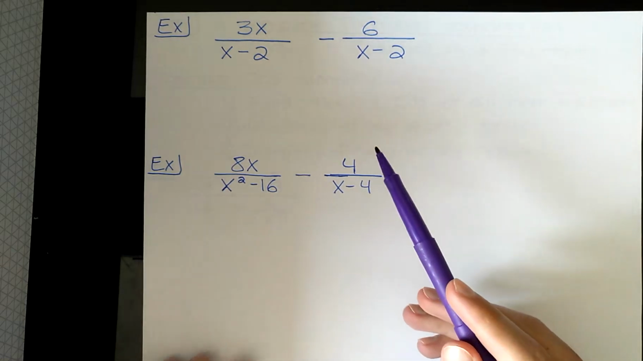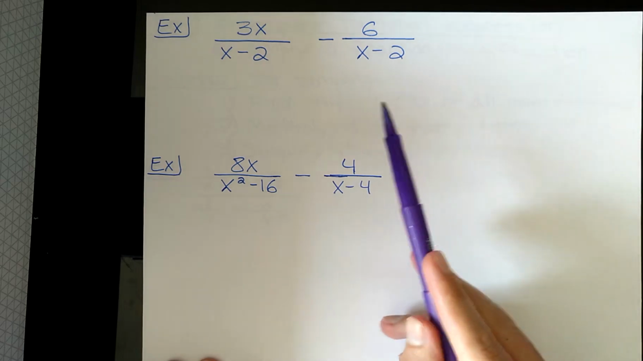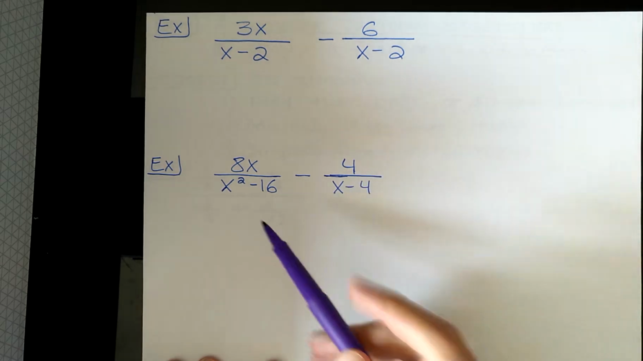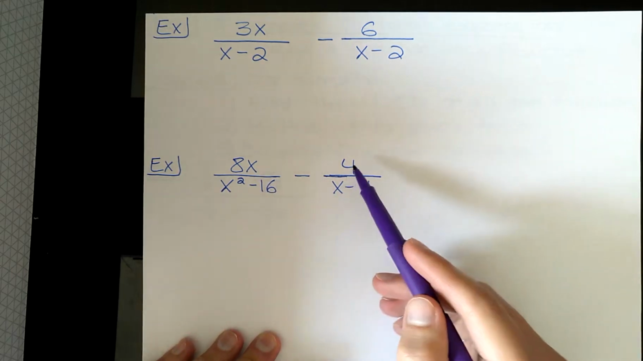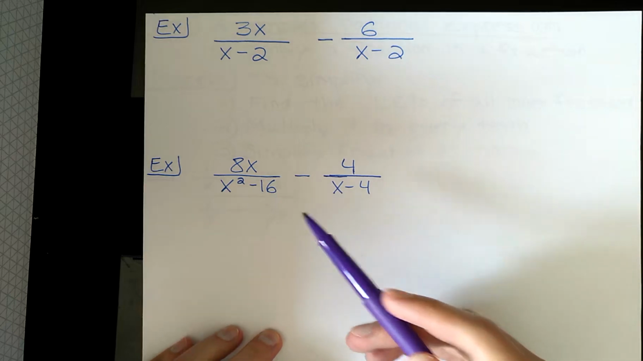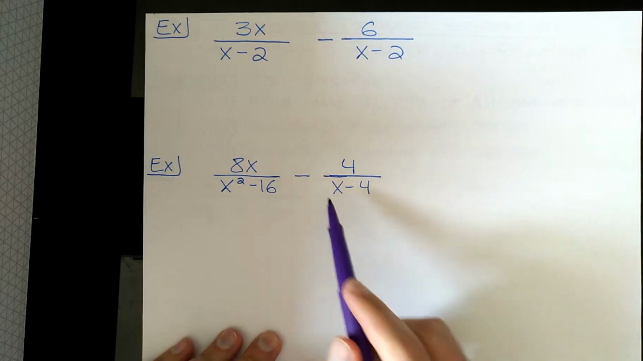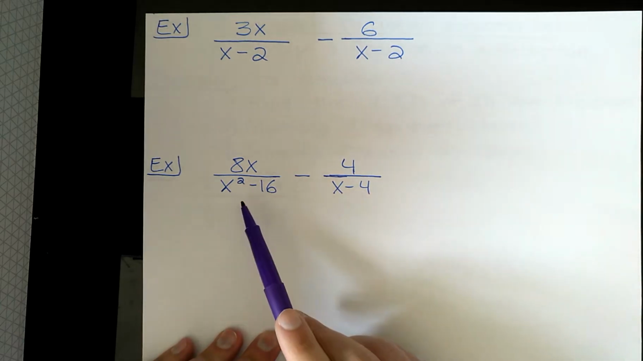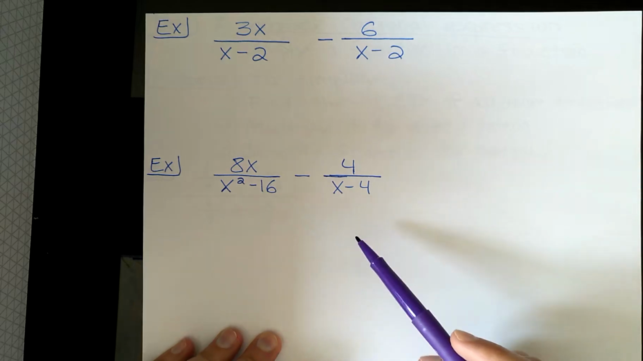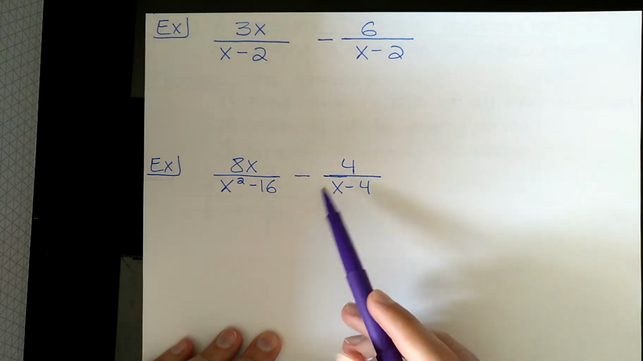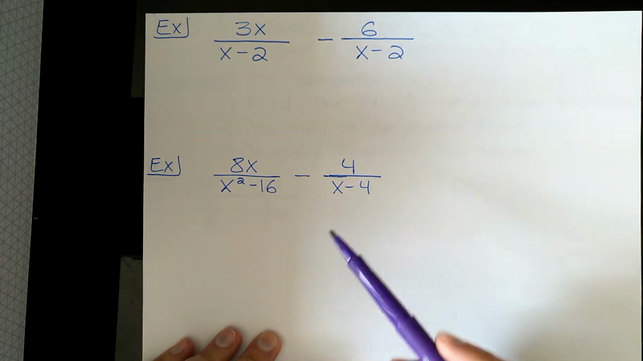So, for these problems, I'm going to go ahead and go through the second one with you, and then I'd like you to try the first one on your own. So, this problem says 8x over x squared minus 16 minus 4 over x minus 4. We want to simplify this. The first thing we need to check is, do we have a common denominator? Well, here we have x squared minus 16, here we have x minus 4. They're obviously not common, so we need to find a least common denominator. And the way you do that is by first factoring.